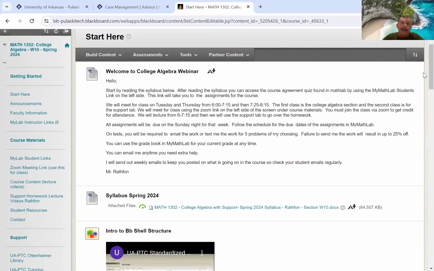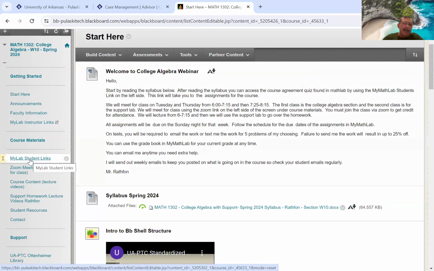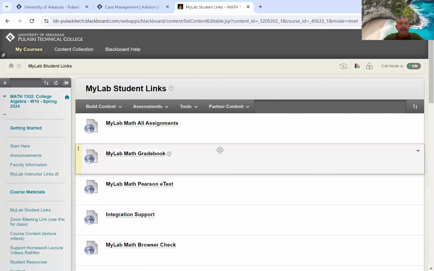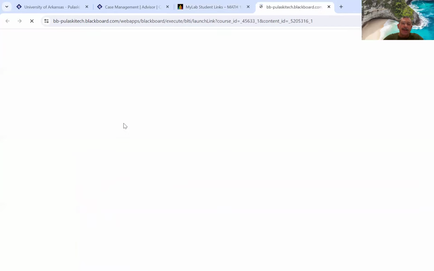But y'all's most important link in this class is going to be over here on the left side under course materials, and that is your MyLab student links. So once we click the MyLab student links, it'll bring you to this page, and all assignments are under the MyLab Math All Assignments. And then the grade book is right under that. So that's where all your grades for my class will be kept, in this MyLab Math grade book. Now, I'm going to click on the assignments to show you a thing or two.